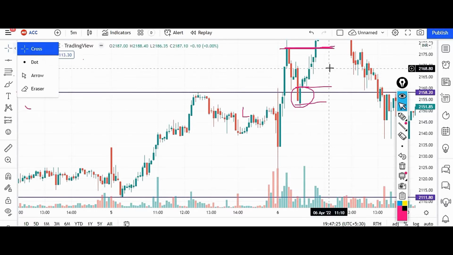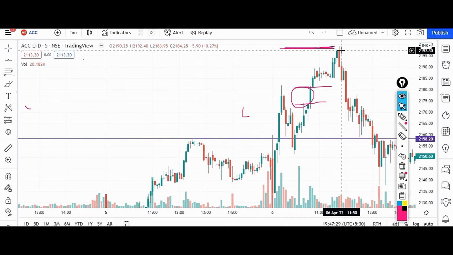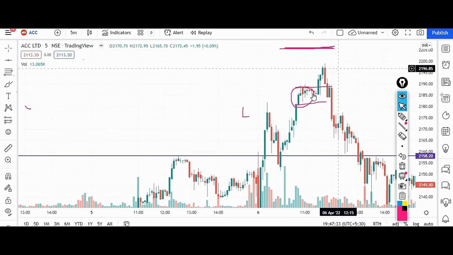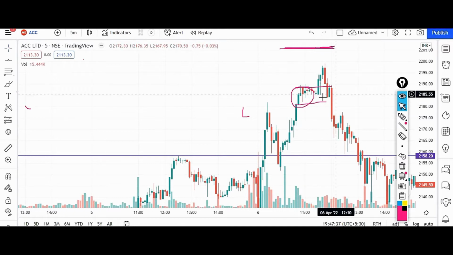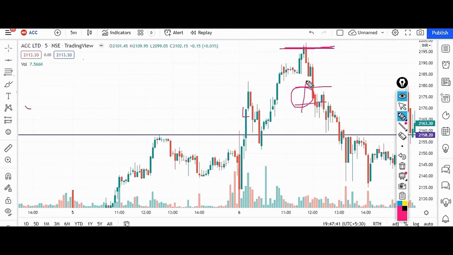You might get something like 1:4 or 5 and then it reversed in the evening. If you kept on trailing your SL, you will be on the good profit side. You might get hit on your SL here, around here or here. That's how you can trade. Let's move to the next day.